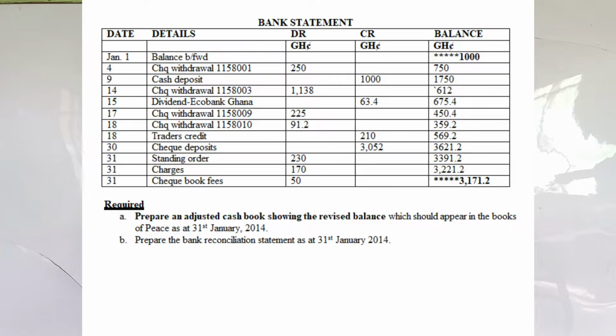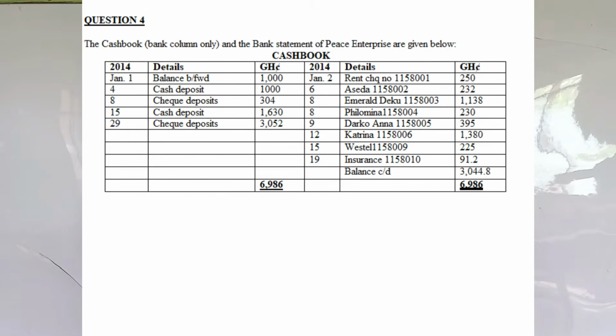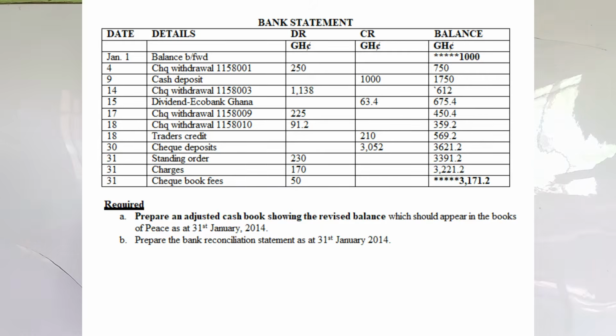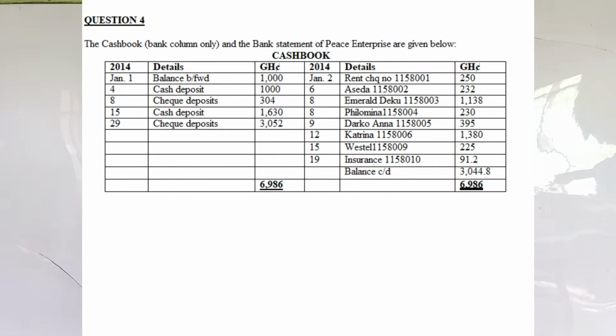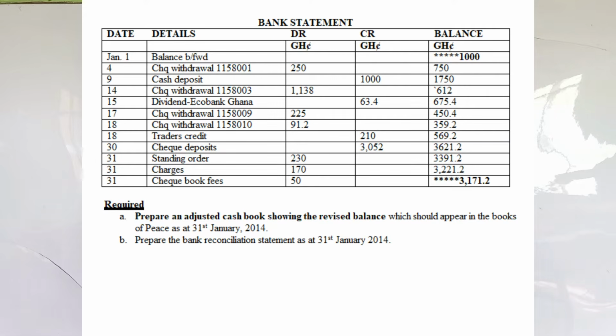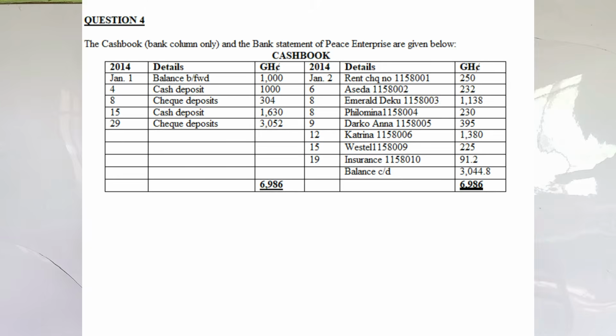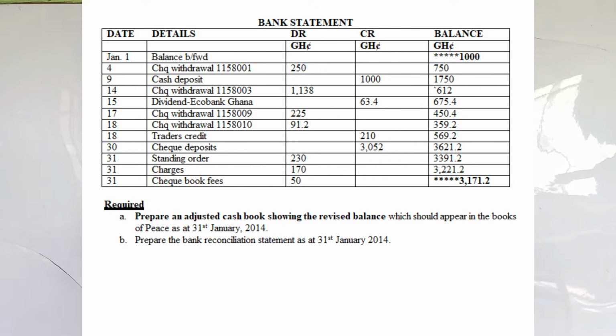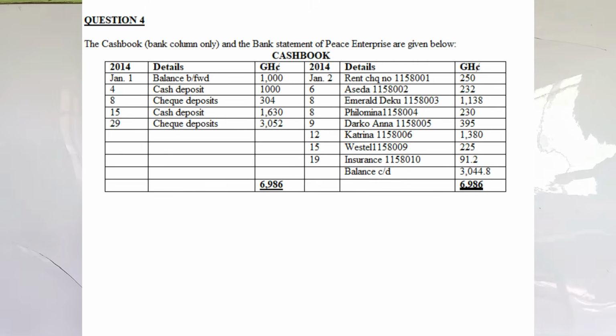So let us begin from the first one, 250. Yes, it is there as rent. Then on the debit of the bank statement, we see a withdrawal of 1,138. Yes, that is also on the credit of the cash book for Emerald Deku. Then let's look at 225, which is a check withdrawal, and when we check the credit of the cash book, it is there for Vestel. Then we also see a check withdrawal of 91.2. Our focus is on the debit of the bank statement, so let's verify from the credits of the cash book if it is there. That one is also there as insurance payment.